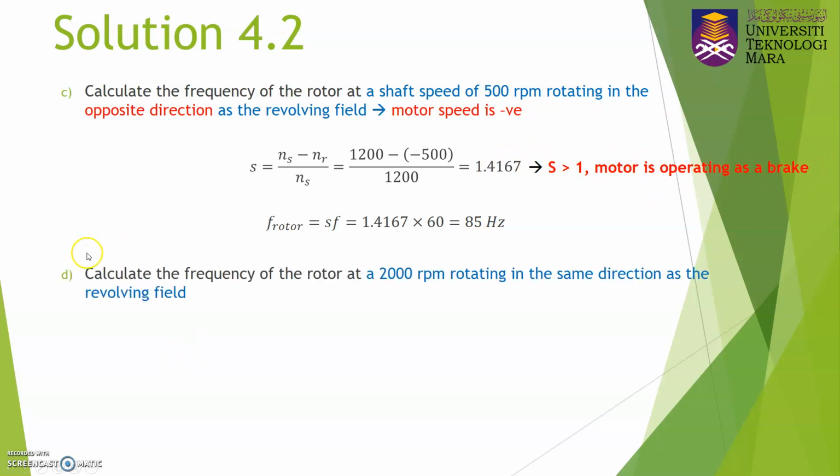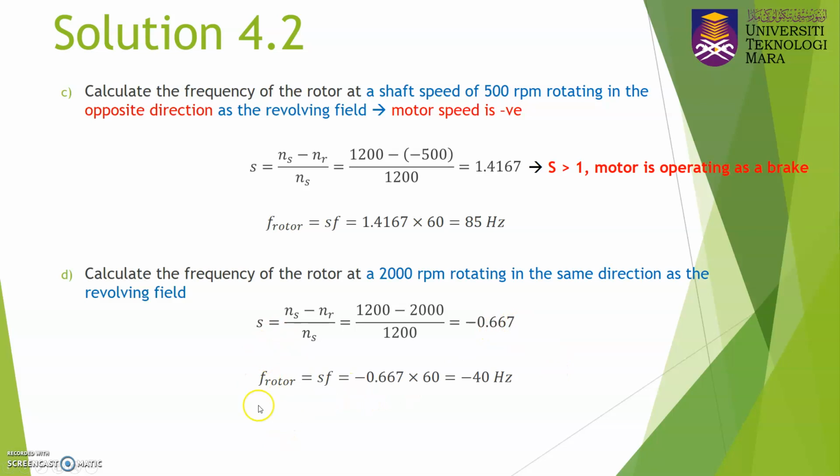And then finally for the fourth condition, you need to calculate the frequency of the rotor at 2000 rpm, rotating in the same direction as the revolving field. In this case the motor speed is positive. So your new S will be equal to 1200 minus 2000, divided by 1200, and you get the value of S as negative 0.667. So the new frequency of the rotor will be negative 0.667 multiplied with 60, you get negative 40 Hz.